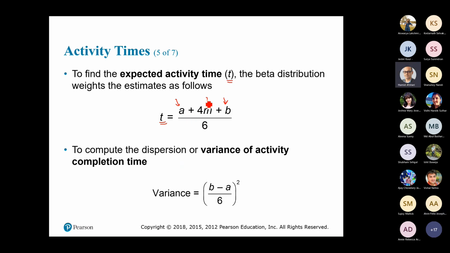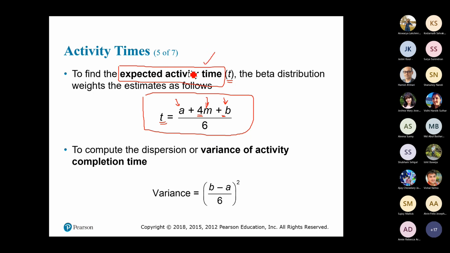1, 1. What is the coefficient of most likely one? 4, 4. And finally, the last one, which is 1 again. Okay. And 1 plus 4 plus 1 will be 6. So all of them will be divided by 6. So this way, I am able to calculate what? Expected activity time. So what is the time that I should expect that this activity be completed? Expected activity time.